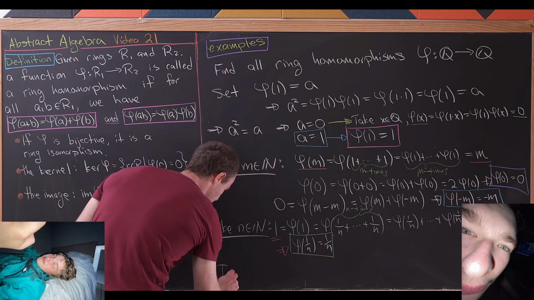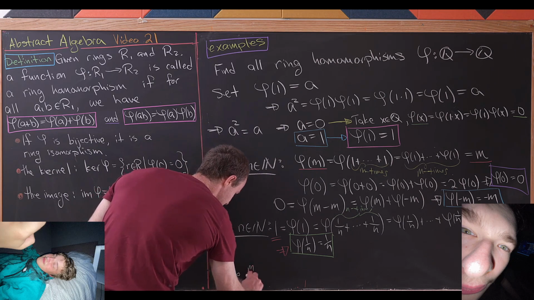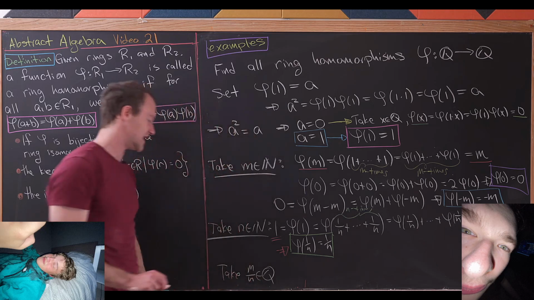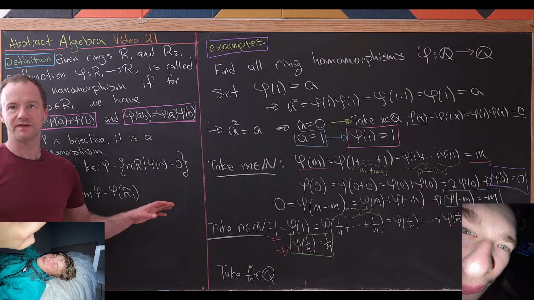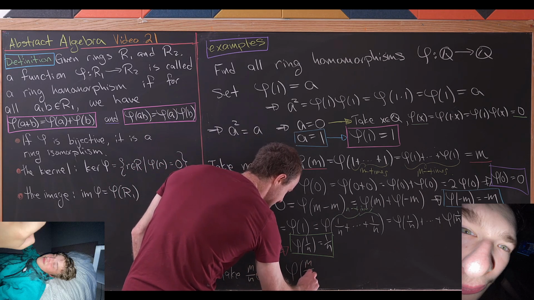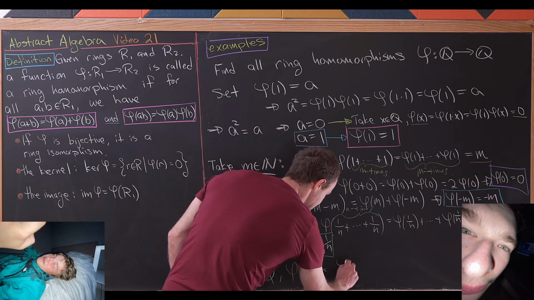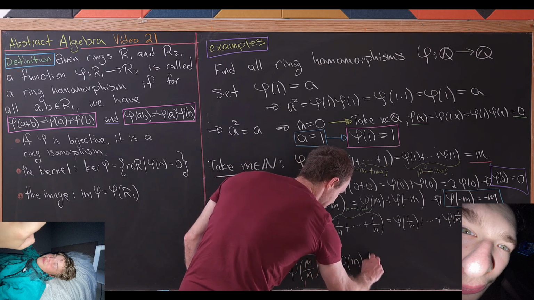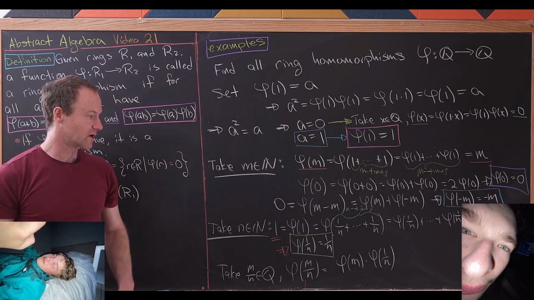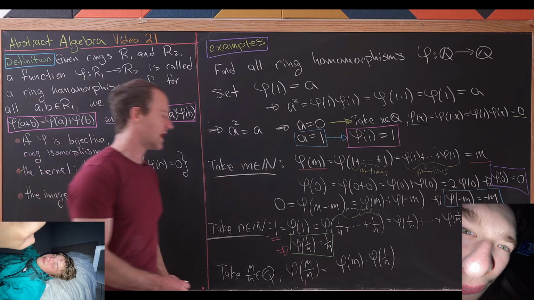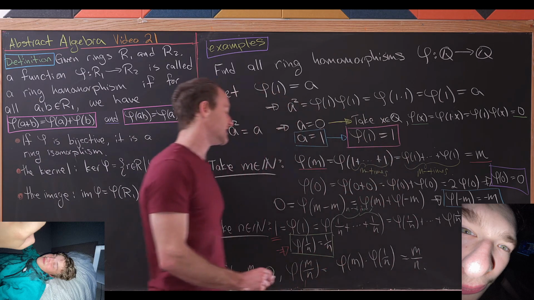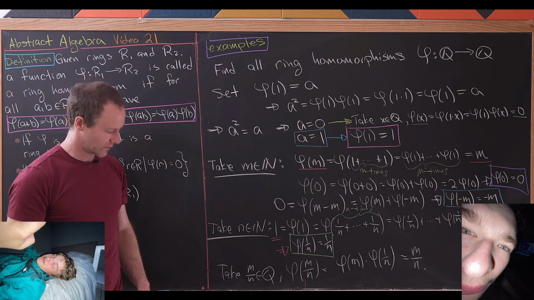Let's take some arbitrary element of the rational numbers. Notice that an arbitrary element of the rational numbers can be written as m over n, where m is an integer and n is a natural number. And let's write this as phi of m times phi of 1 over n, using the fact that we have a ring homomorphism here. But now let's apply those results to write this as m over n, given that phi of m is m and phi of 1 over n is 1 over n.